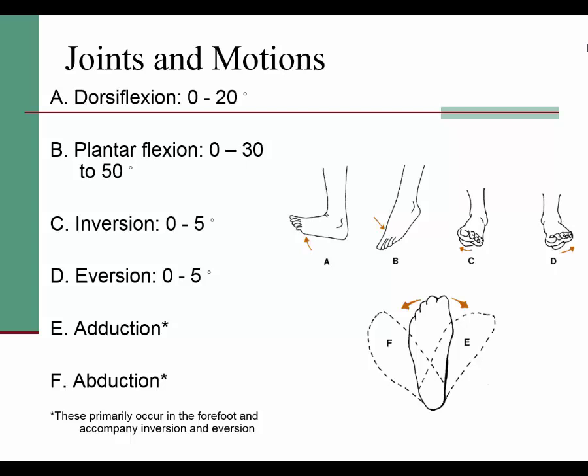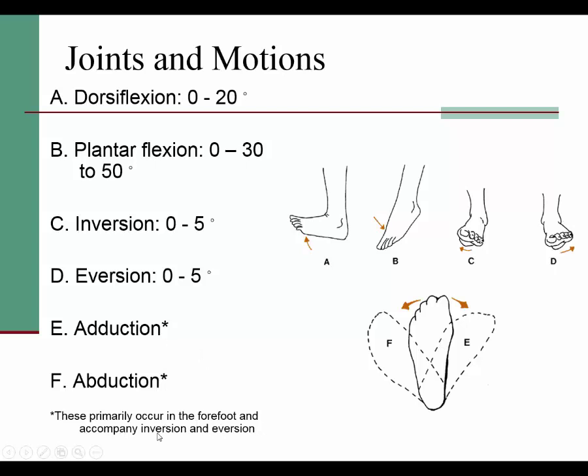Inversion, that would be this one right here. If you are going to bring your great toe towards the midline of the body, 0 to 5 degrees is roughly the range. Eversion, again, 0 to 5 degrees, and that's when you are pointing the foot outward but keeping the ankle in a steady position. And then adduction and abduction of the foot, basically these primarily occur in the forefoot and accompany inversion and eversion. So when these happen, typically the adduction and abduction happens.